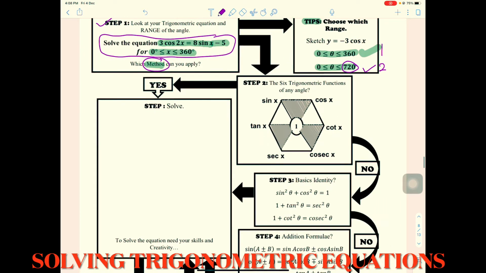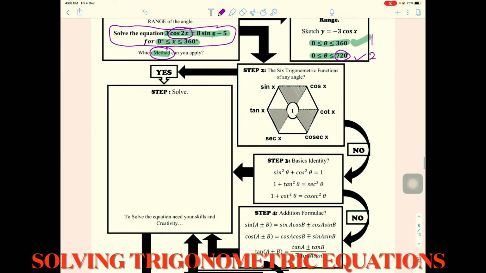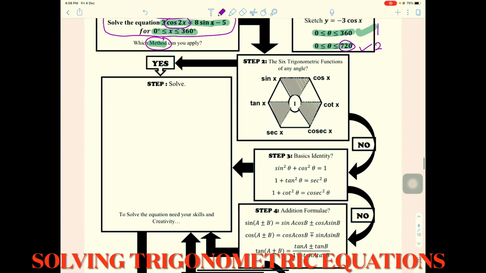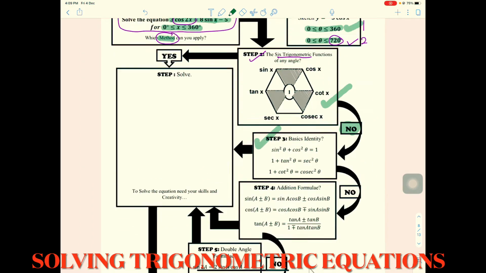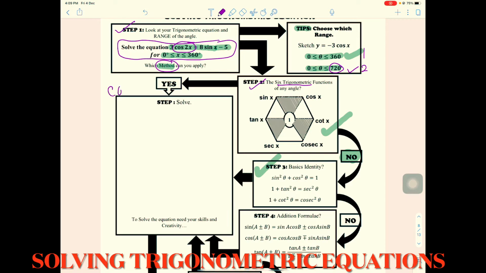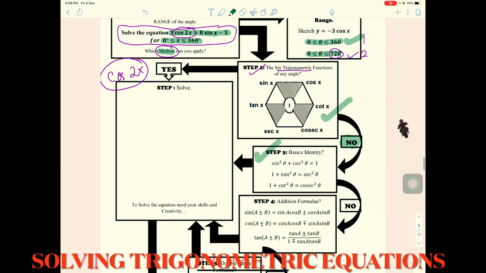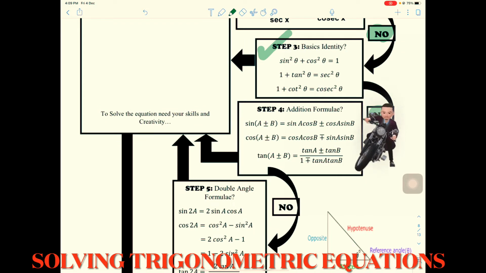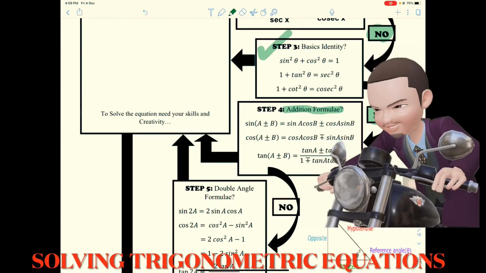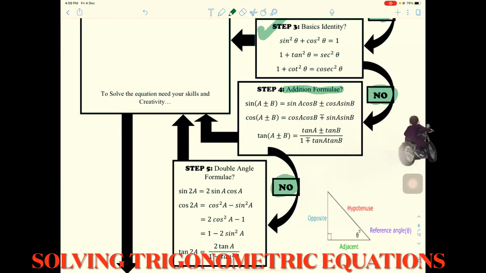From here we know 3 cos 2x, cos 2x, is the function that we must know how to use. The second step is the 6 trigonometric functions, the first method, also called the hexagonal diagram. I think we are not going to use this formula. Step 3, basic identity: for cos 2x, we are not going to use it. Then the addition formula, I don't think so. So the flow is no.